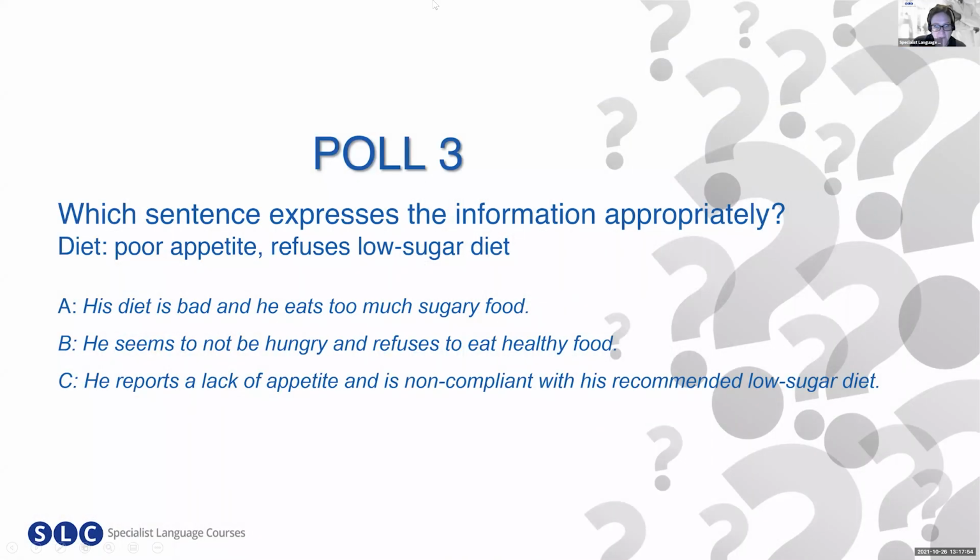So I have another activity for you. Which sentence expresses the information appropriately? So we've got an extract from a set of case notes here. Diet, poor appetite, refuses low sugar diet. So I'm going to launch the poll, and I would like you to choose which sentence best expresses the information. Okay, so please vote now.